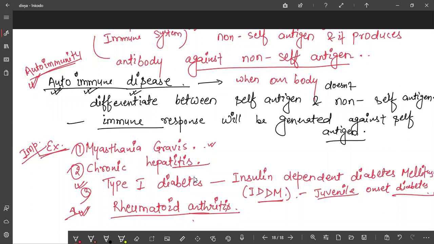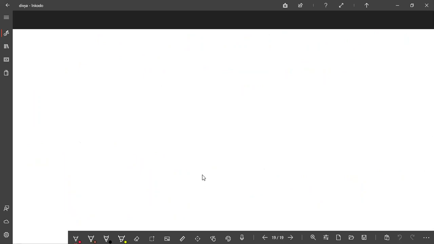And some examples of autoimmune disease here I have written: myasthenia gravis, chronic hepatitis, type 1 diabetes, that is also called insulin dependent diabetes mellitus, and rheumatoid arthritis. Is it clear to you? So this is all about antigen. Now we'll study about antibody.